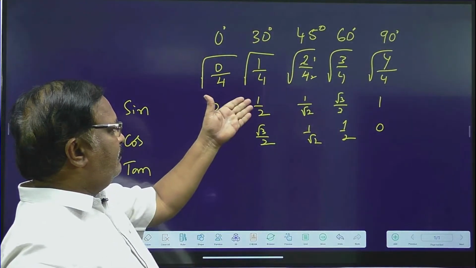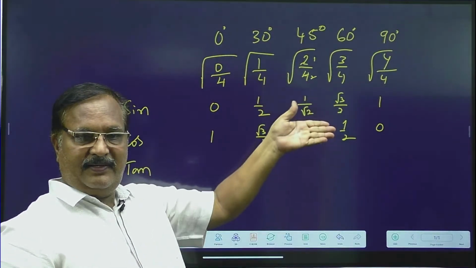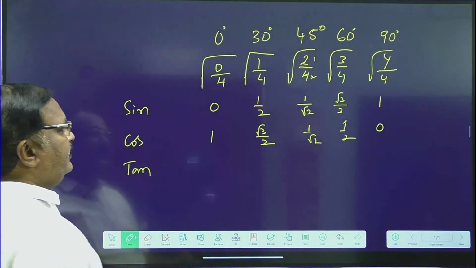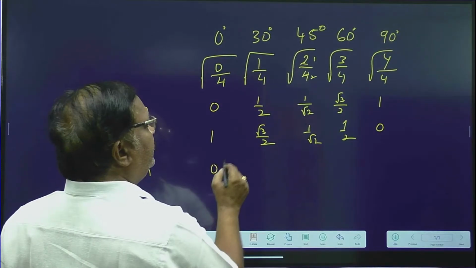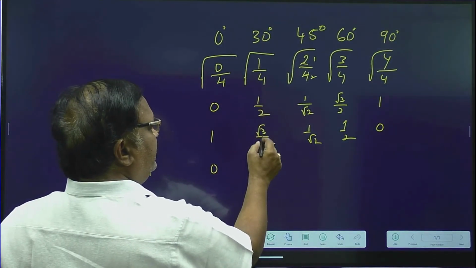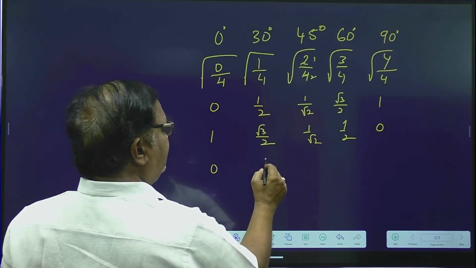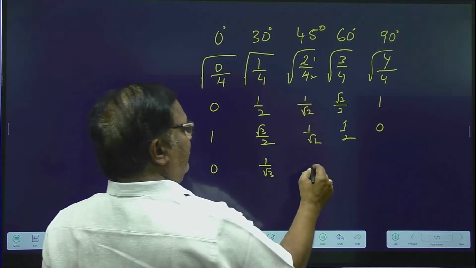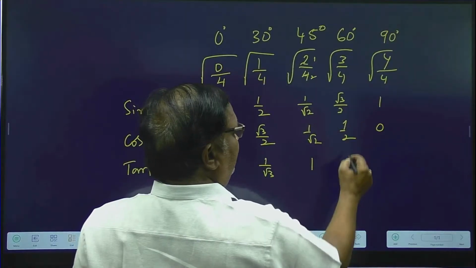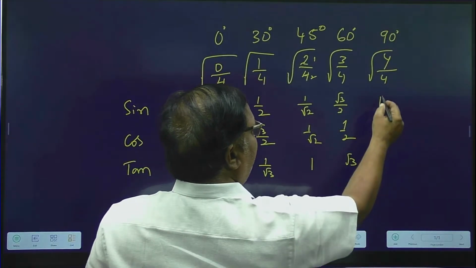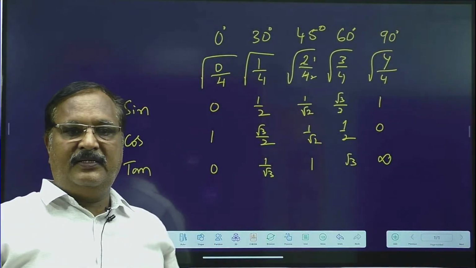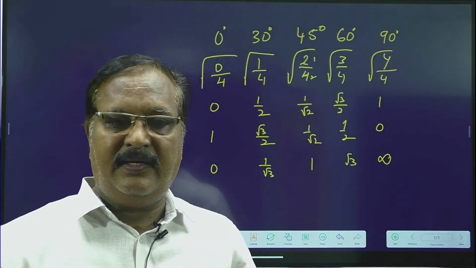Now for tan you divide. 0 by 1, 1 by 2, like that you divide, because tan is sin by cos. So 0 by 1 is 0. 1 upon 2 by root 3 upon 2: the 2 denominators get cancelled, and it is equal to 1 upon root 3. Then both are equal, so 1. For 90 degrees the denominator is 0, so tan 90 is divided by 0, not defined. This is how you get the values.